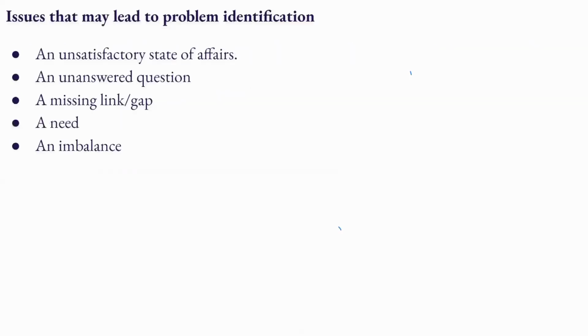Now, the various ways are these: how do I identify the kind of problem I want to solve? One is that there is an unsatisfactory state of affairs. For instance, let's say I'm interested in cancer biology, and I know that cancer health is not even talked about in Nigeria, as it were. And this is a concern. The question I ask myself is, don't we have people who are suffering from cancer in Nigeria?